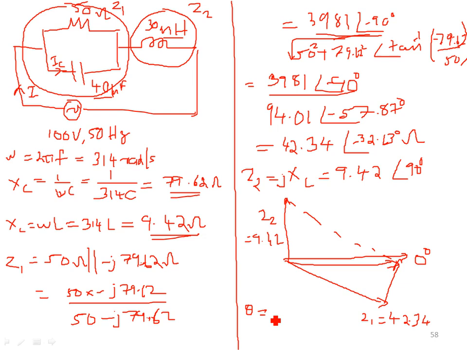Why? Z1 is pointing at an angle minus 32 degree and Z2 is pointing at an angle plus 90 degree. So, what we can get? The angle between Z1 and Z2 is 90 plus 32.13 degrees. It comes around 122.13 degrees. Okay.